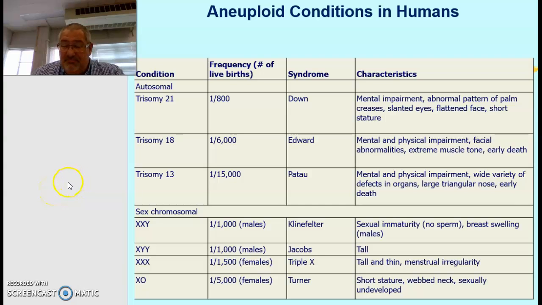A triple X is a female who has a trisomy with the sex chromosomes, 3 X's. And Turner's syndrome is when the female only inherits one X, and the 0 there means there's not a second sex chromosome that's inherited. So 3 of the sex chromosomal mutations have a diploid number of 47, and XO, or Turner's syndrome, has a diploid number of 45.